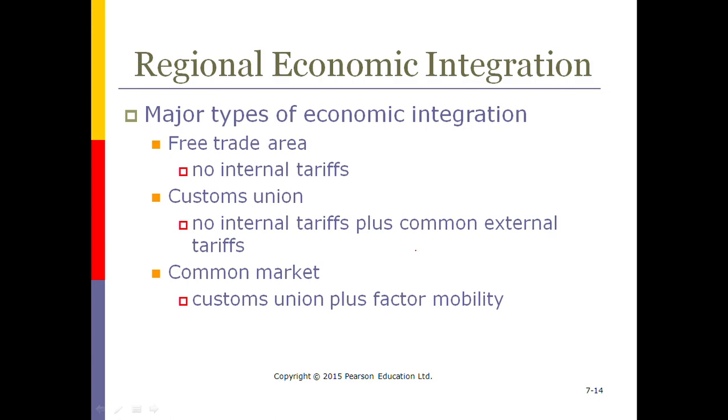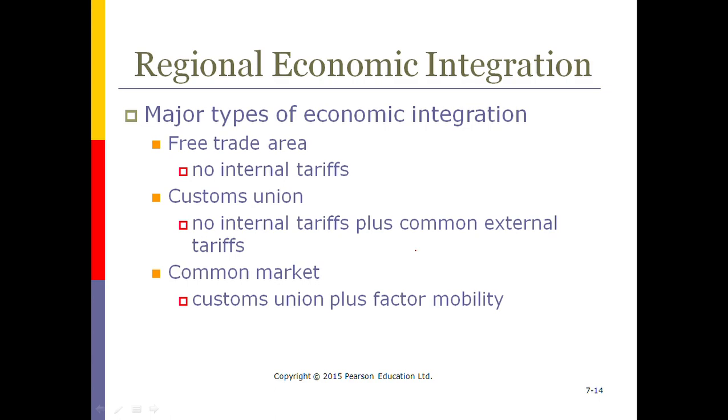So the major types of economic integration are three: free trade area, where the countries who have come into an agreement decide that there wouldn't be any internal tariffs between them. So it means if goods and maybe even capital is flowing from one country to another, the country is not going to levy any tariffs.